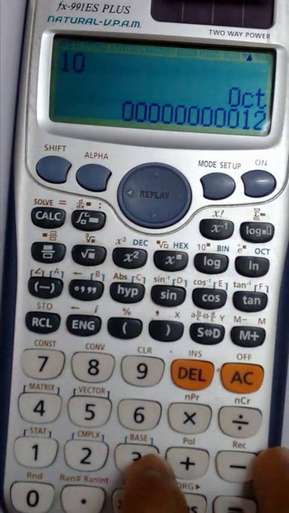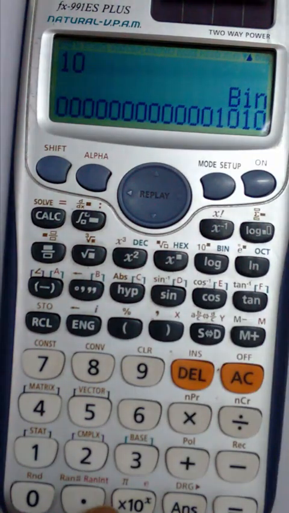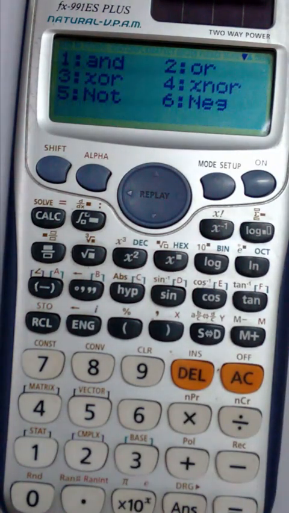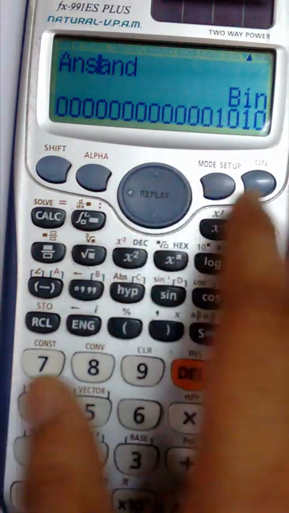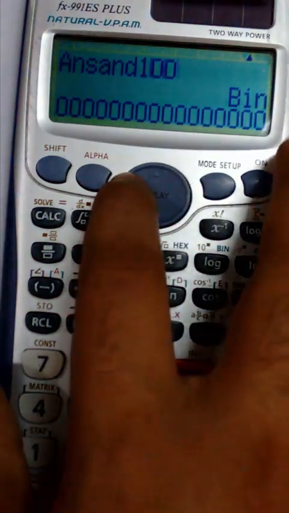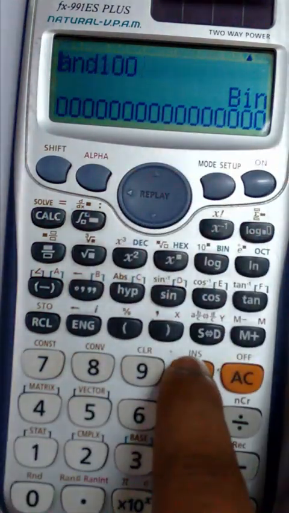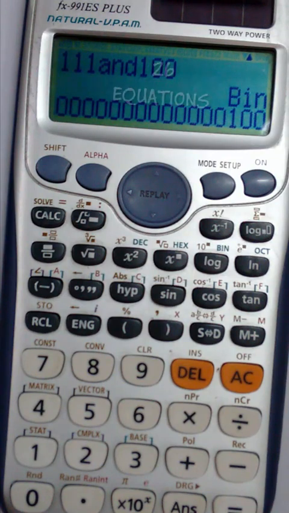Suppose a binary result is there and I have to use this AND, XOR, NOT or XNOR operation. Suppose you can see 111, you should get 100 as the answer. In this way you can use AND or XNOR and NOT operation on your calculator.